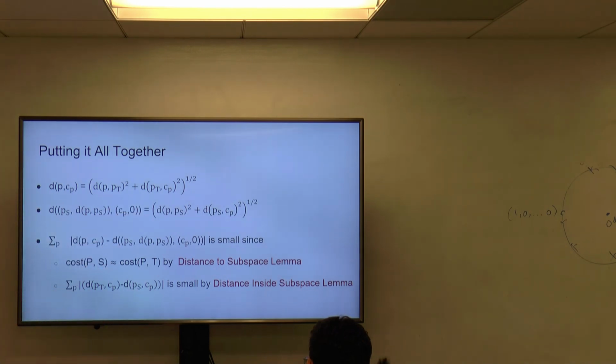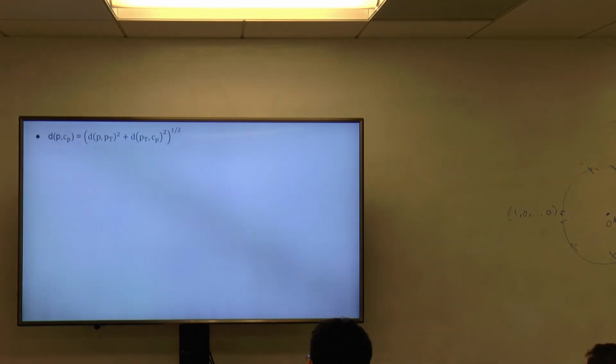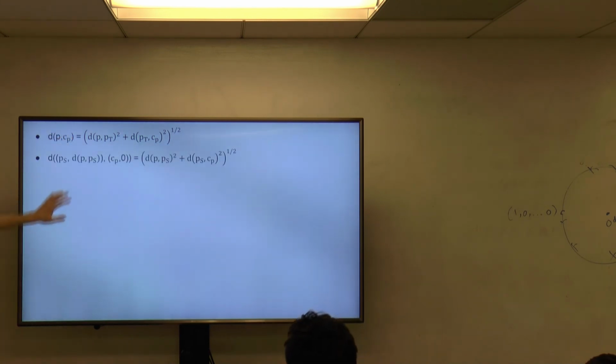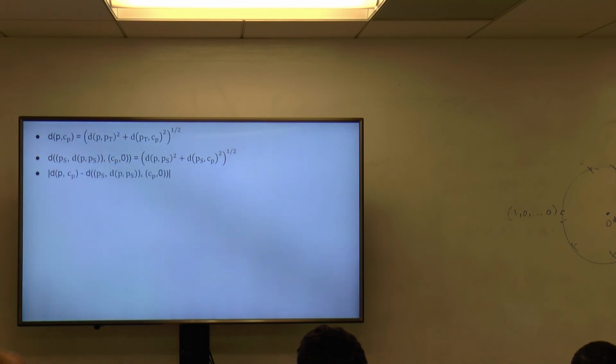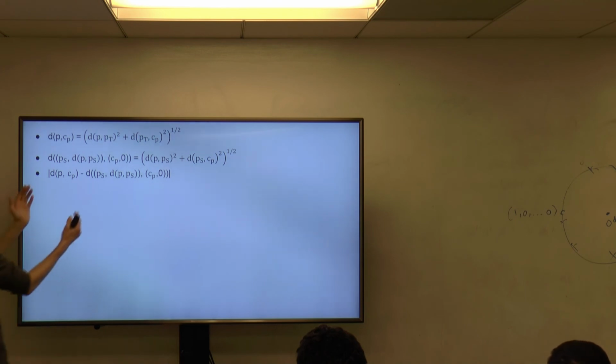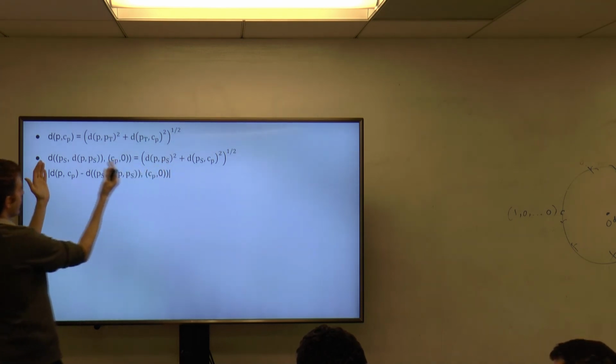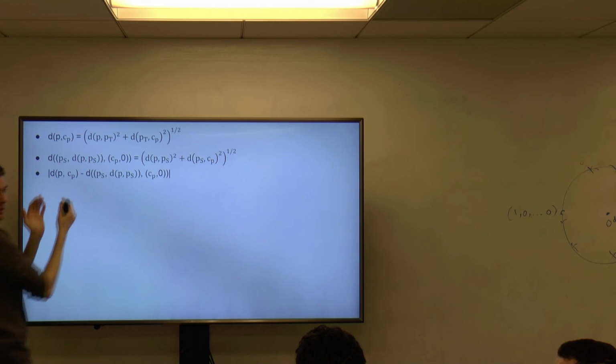Now we actually have squares and square roots, so we can't just say this. This is just the intuition. But it's really almost as simple, so I can just do it on the slide. Here's the actual distance we want to compute for a point P. Here's the distance we can compute with our coreset by embedding this extra dimension. We'd like to show the following: that we take the absolute value of the differences of these distances.